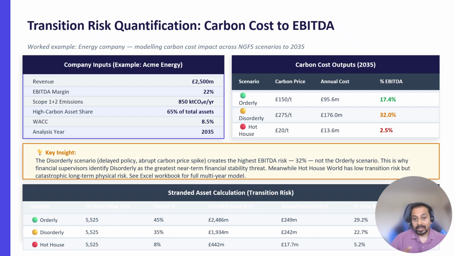So these are the trade-offs and dynamics you have to understand for the transition risk quantifications. That is why I gave the example before we go into the quantifications, and you will have some idea of how it looks for the carbon price, annual cost, and EBITDA for the orderly, disorderly, or hothouse world scenario. You can also read through your learning guide materials and the detailed Excel, which we will also look into.